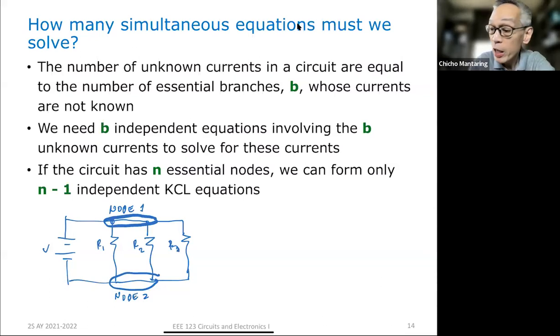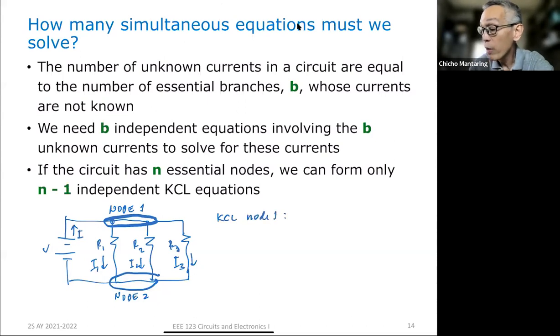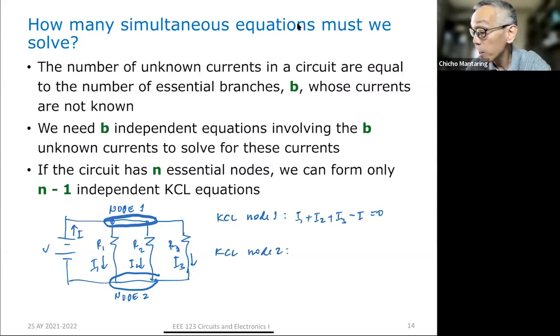If I assign currents to the different branches, let's call this I, and let me call this I1, this I2, and this I3. At node 1, if I apply KCL, what do I get? I1 plus I2 plus I3 minus I is equal to 0. If I apply KCL at node 2, I get the opposite: minus I1 minus I2 minus I3 plus I is equal to 0. And note, this is the same.